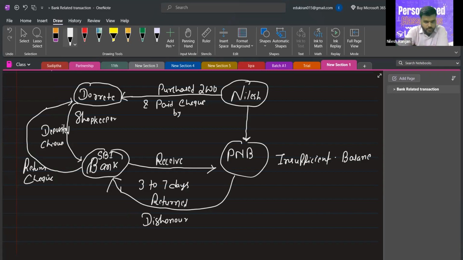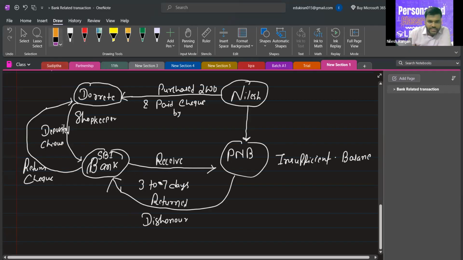So now, if I pay you by check and you go and deposit the check into your bank, at the same time, are you receiving money or not? At the same time, I'm not receiving. So how much time is it taking? 3 to 7 days. Let's assume 7 days.